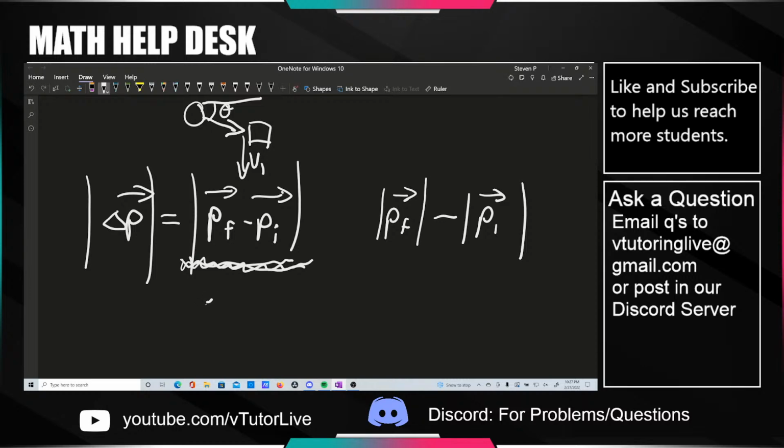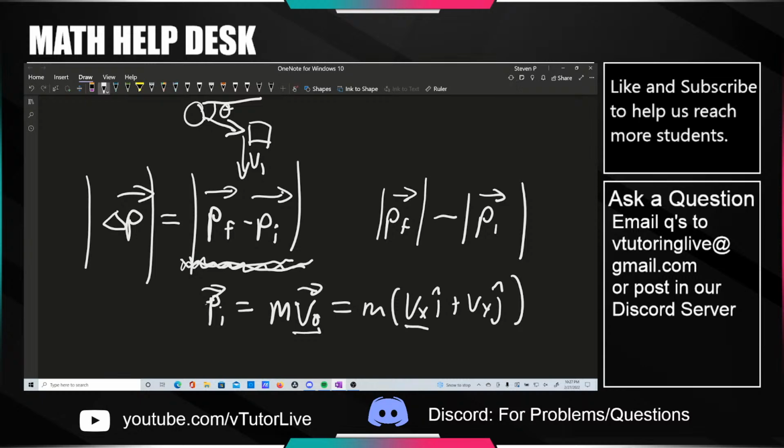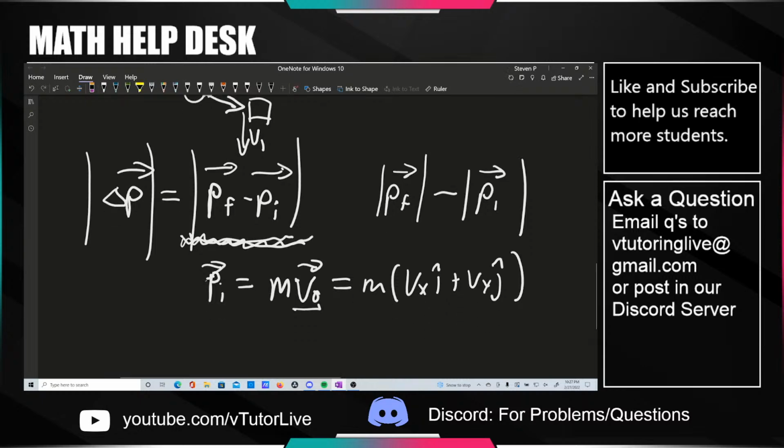But what is it saying? Yeah, so just figure out whatever P initial is, and you're given all this information, right? That's basically M times V naught, and then just break V naught into the X and Y components, right? Is equal to Vx i hat plus Vy j hat, and just pay attention to the signs, because I think Vy might be negative, right?